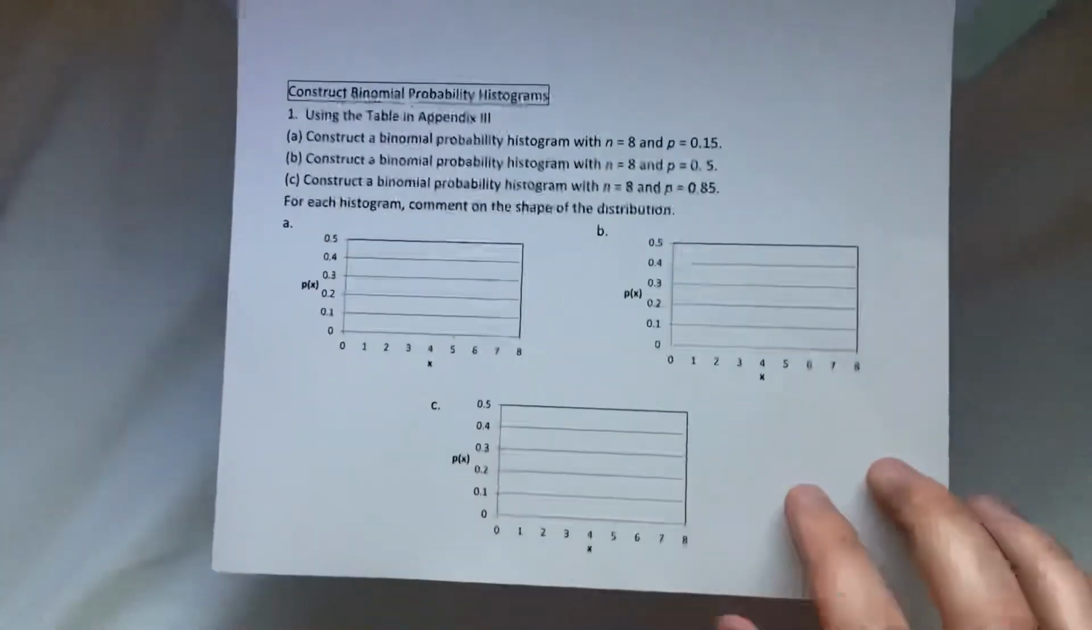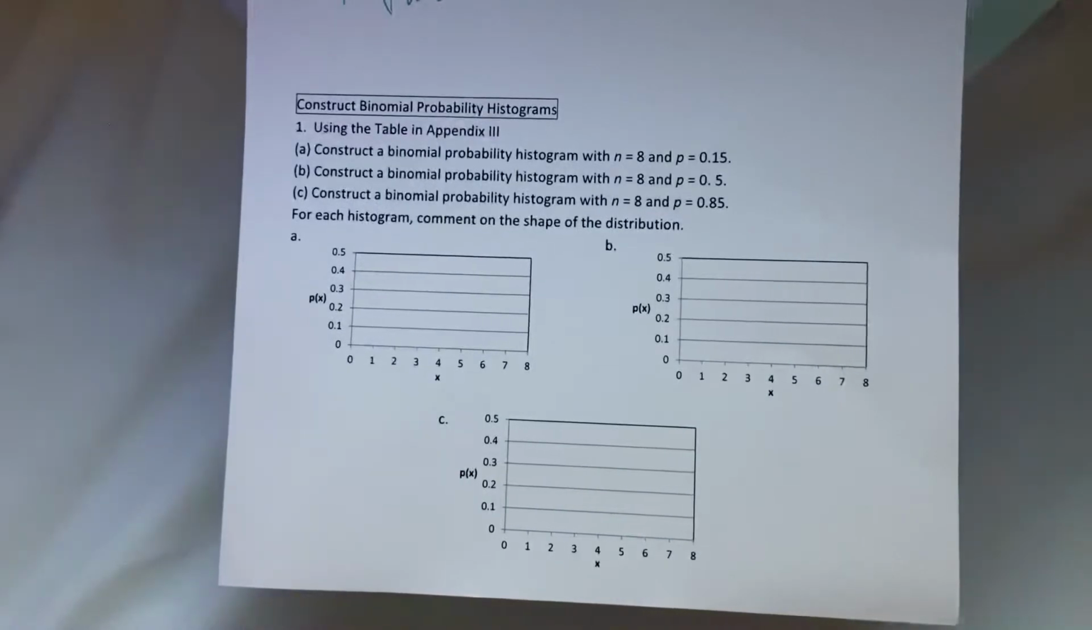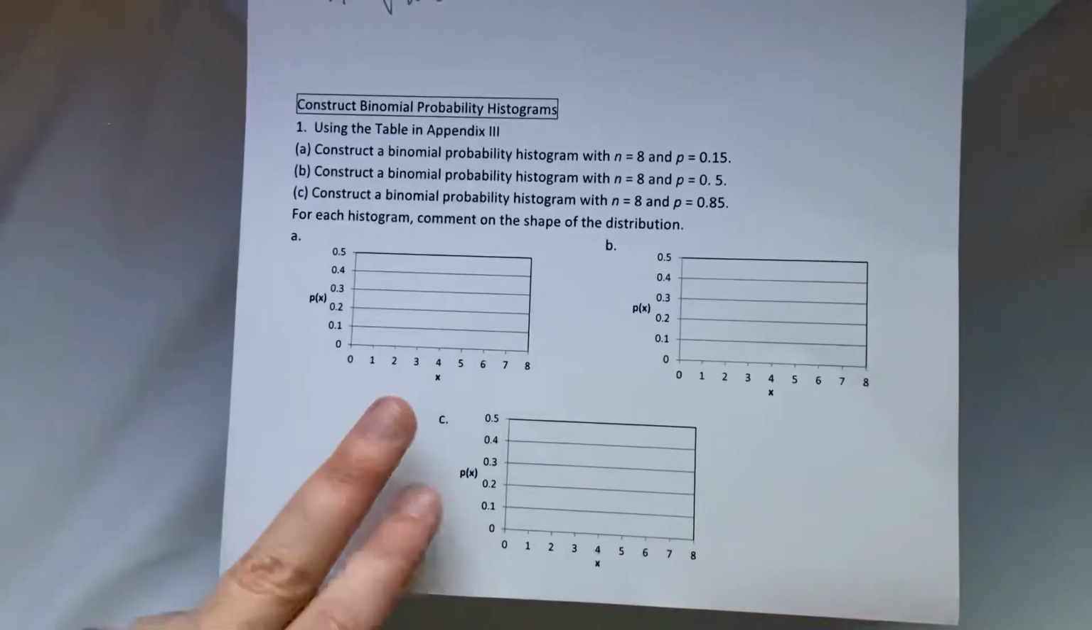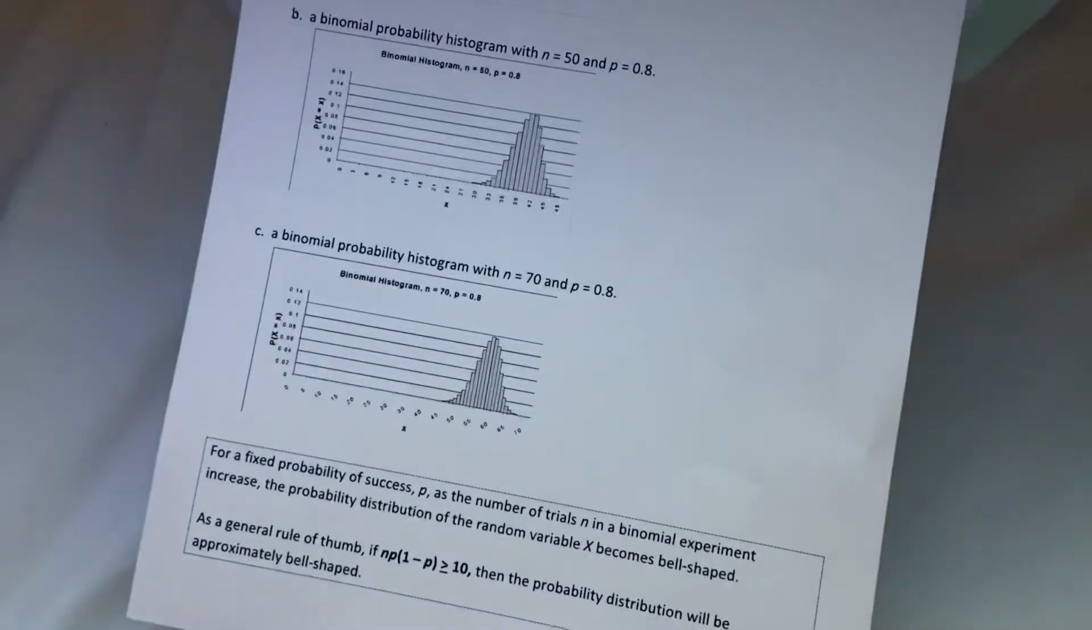Now, down here it says use that table from the last page in the last video. Construct binomial probability histograms for n equals 8 and p equals 0.15, 0.5, and 0.85. You don't have to bother doing that. They're on the next page. So let's look at what they actually look like. These are slightly different, but that's fine.